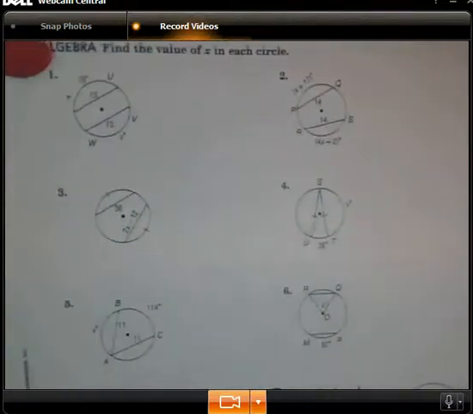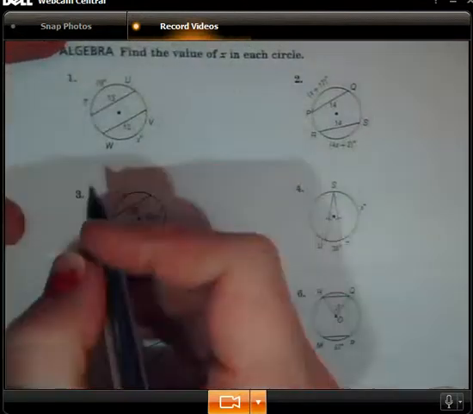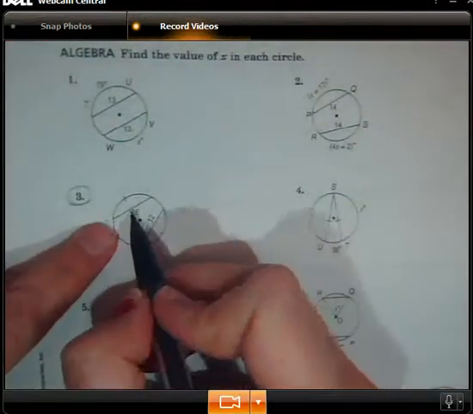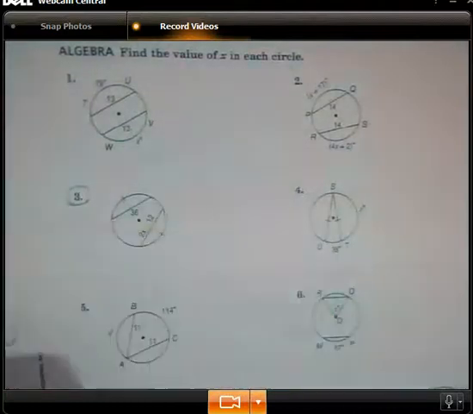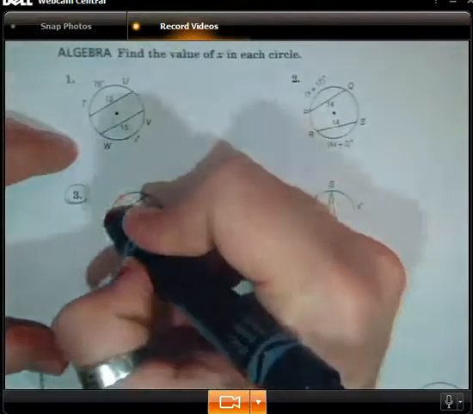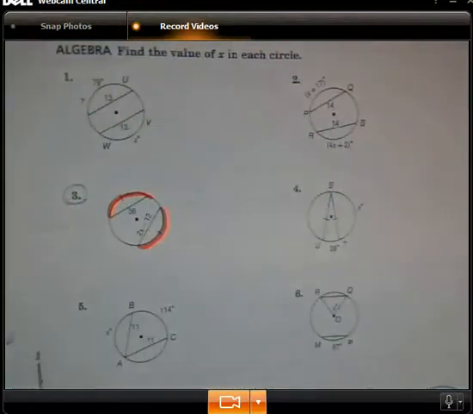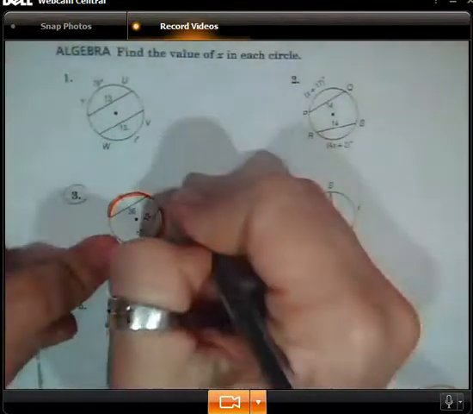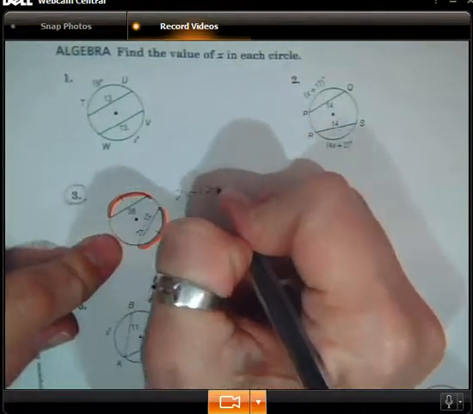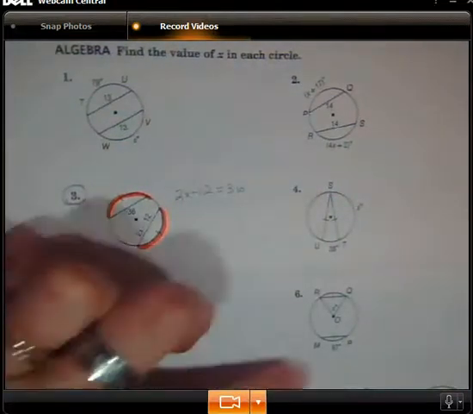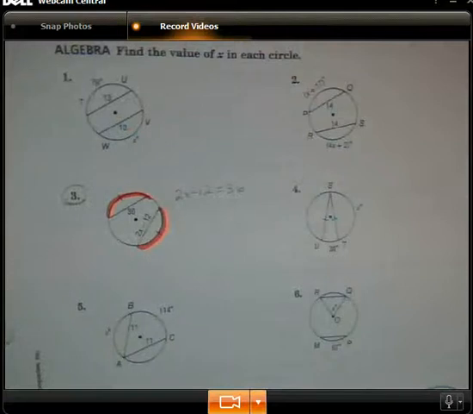So if we take a look at, say, something like number 3 on page 15, well, we know this arc is congruent to this arc, so then we know the chords have to be congruent. And if that's the case, then we know 2x minus 12 has to equal 36. And so that's how you do that section, that 1 through 6 on page 15.